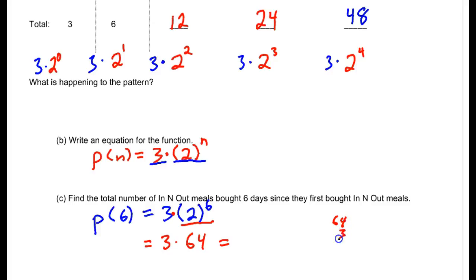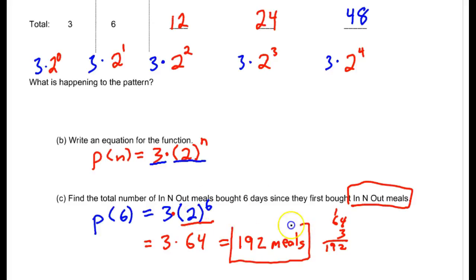Go off to the side and do this. Okay, 2, carry the 1. Yeah, 192. And what's our units here? Okay. In-N-Out meals, or you can just say meals. It's fine. Right, like the last one, we didn't say 64 Starbucks, but 64 coffees. And we're not actually buying Starbucks stores. We're not buying In-N-Out stores. We're buying the meals. Okay. So use the right units.